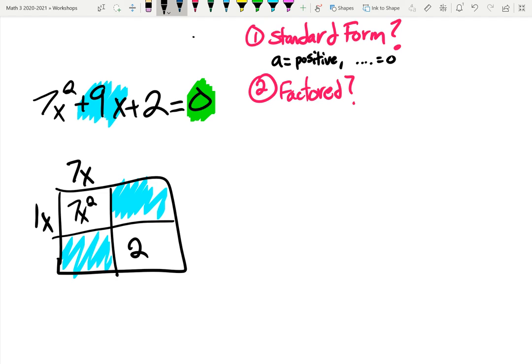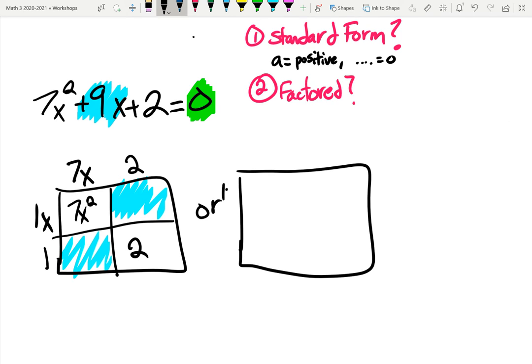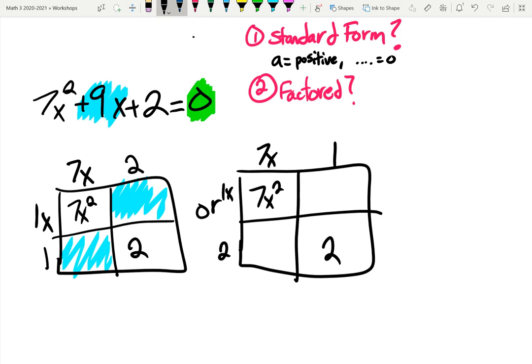Now, I'm going to go ahead and use this fact. I need to make 9. What numbers make 9? Well, 7 and 2. So I'm going to put the 2 here and the 1 here. To illustrate the option, I could have done it like this: 1x with 2 and 7x and 1. Both of these are legal because they both result in 7x squared and 2.